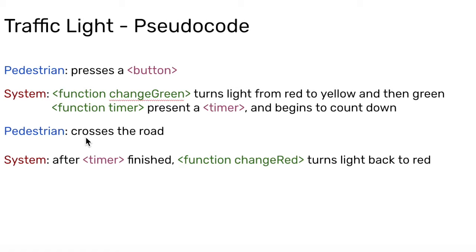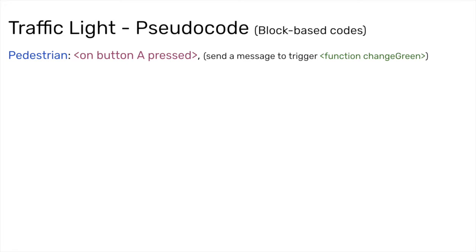And then pedestrians, on seeing the timer, will cross the road. After the timer turns to 0, the traffic light will go back to red. Next, let's translate the pseudocode into more concrete block-based language.